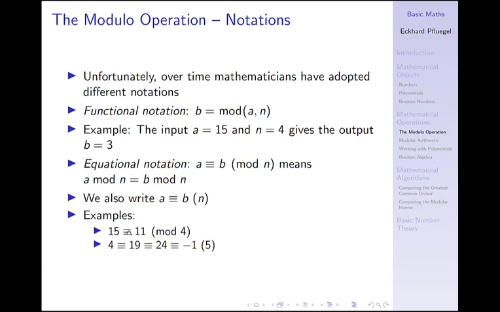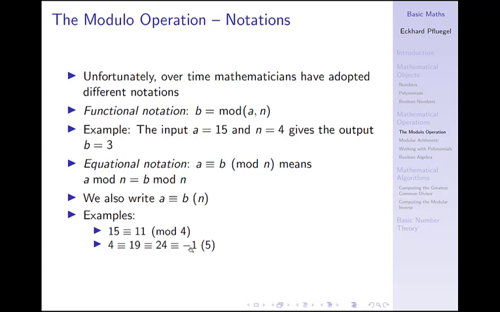So for example, we can say that 15 is congruent 11 mod 4, because when you compute 15 mod 4, then that is 3. And if you compute 11 mod 4, that's 3 as well. So the modulo output is the same for both numbers. Another example, you can see that 4 is congruent 19, is congruent 24, so you can basically form a chain of congruence operators. Is congruent minus 1 mod 5, so here I'm kind of leaping ahead with introducing a negative input to the modulo operation.